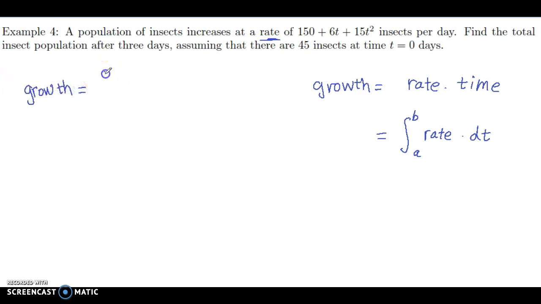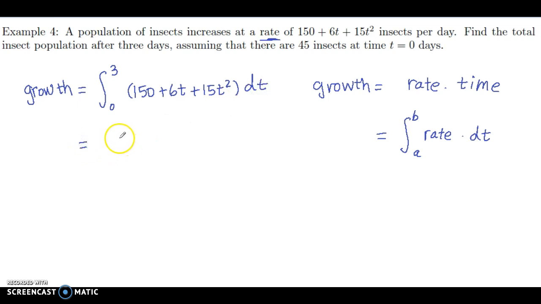So here the growth will equal the integral from day 0 to day 3. How many more insects are there? Okay, it's 150 plus 6t plus 15t squared dt.